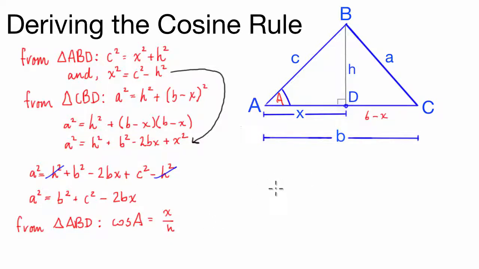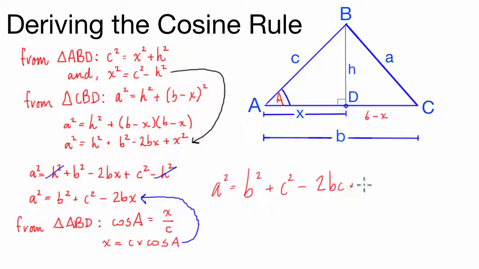So what we can do then is, sorry, the hypotenuse is not H, the hypotenuse is C. So I can figure out what X equals by moving the C across, and I've got X equals C times the cosine of A. And then, like we did before, I can bang this in for X here, and I have A squared equals B squared plus C squared minus 2BC times the cosine of A, which, my friends, is the cosine rule.